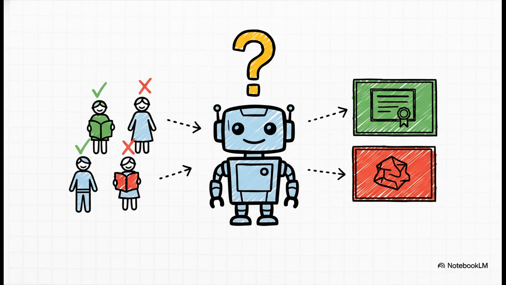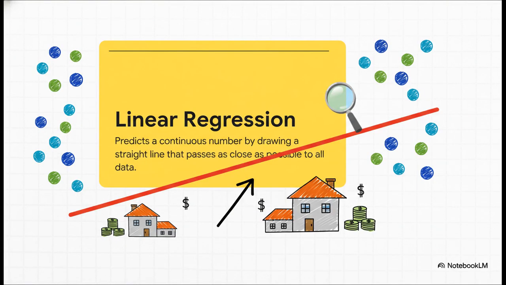Let's say you've got data on a bunch of students, how many hours they studied and whether they passed or failed an exam. What's the first tool you'd probably reach for to try and find a pattern in that data? Well, your first instinct, and it's a good one, might be linear regression. It's a fantastic tool. It's great for predicting a continuous number, like using a house's square footage to guess its price. The logic is so simple. Just draw the best possible straight line right through your data points.